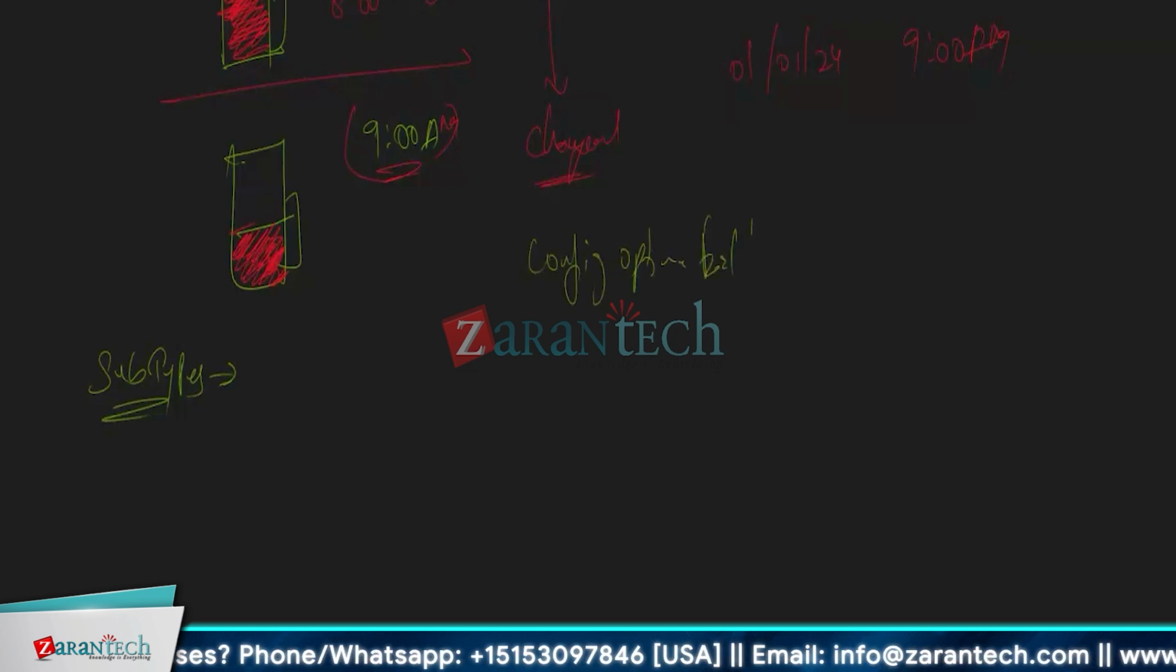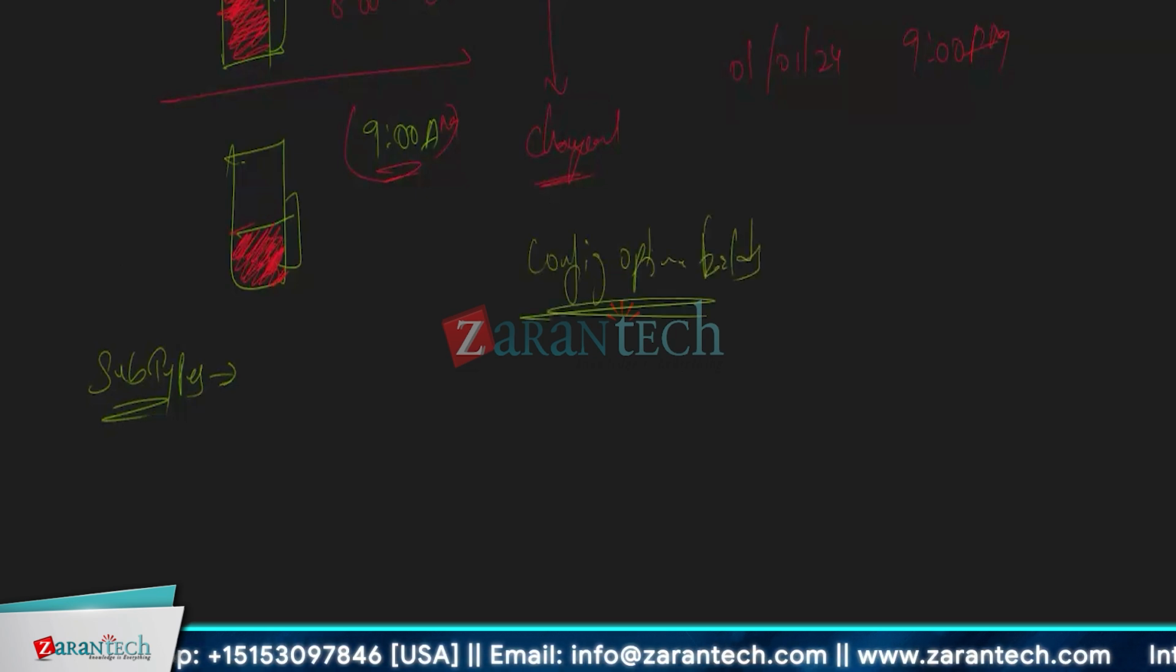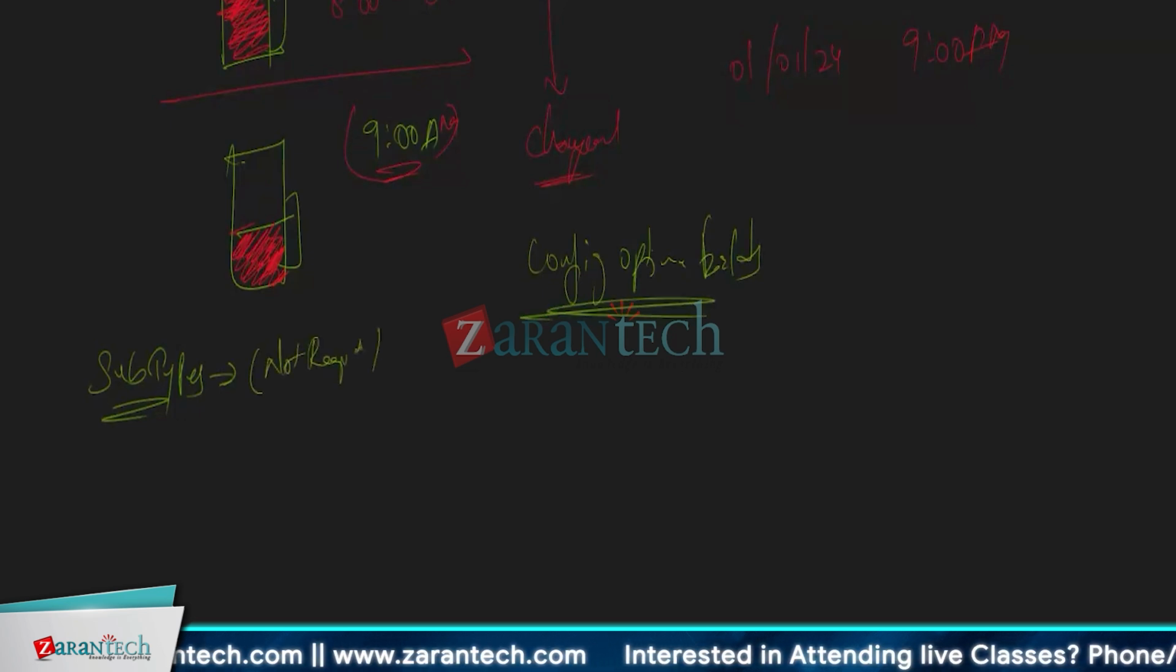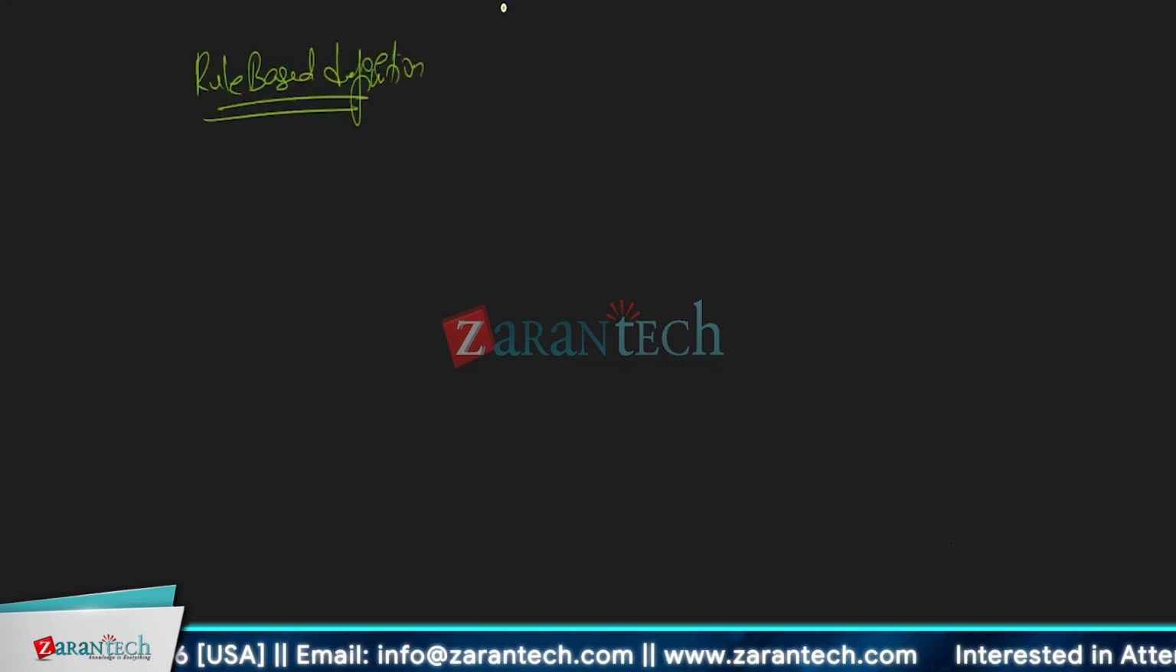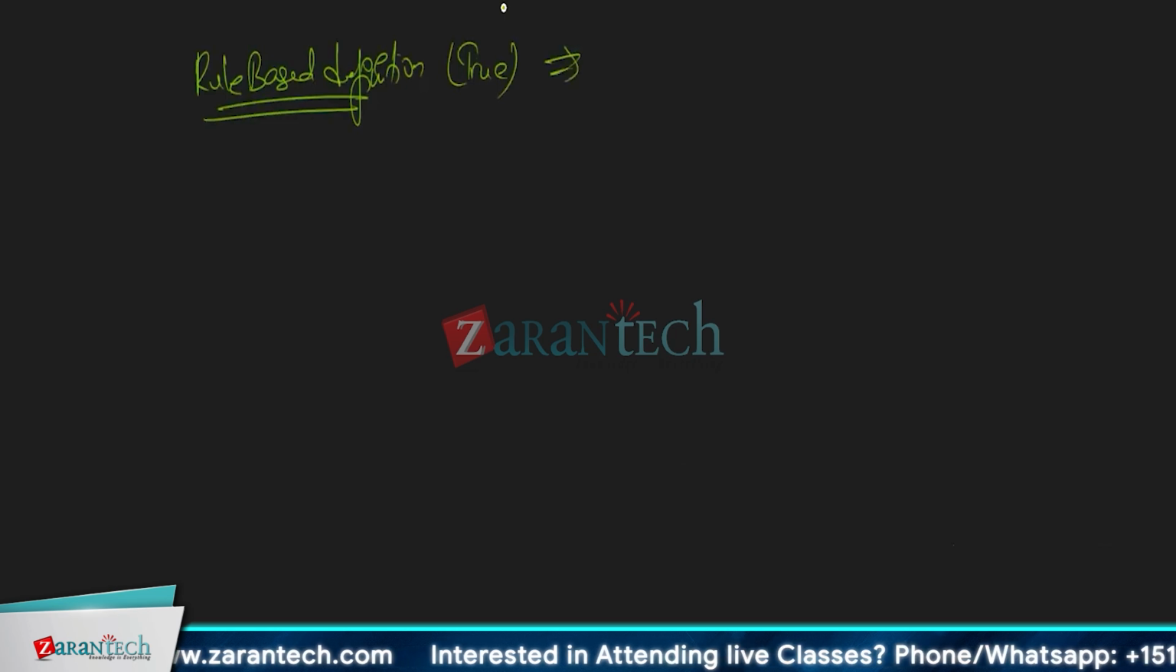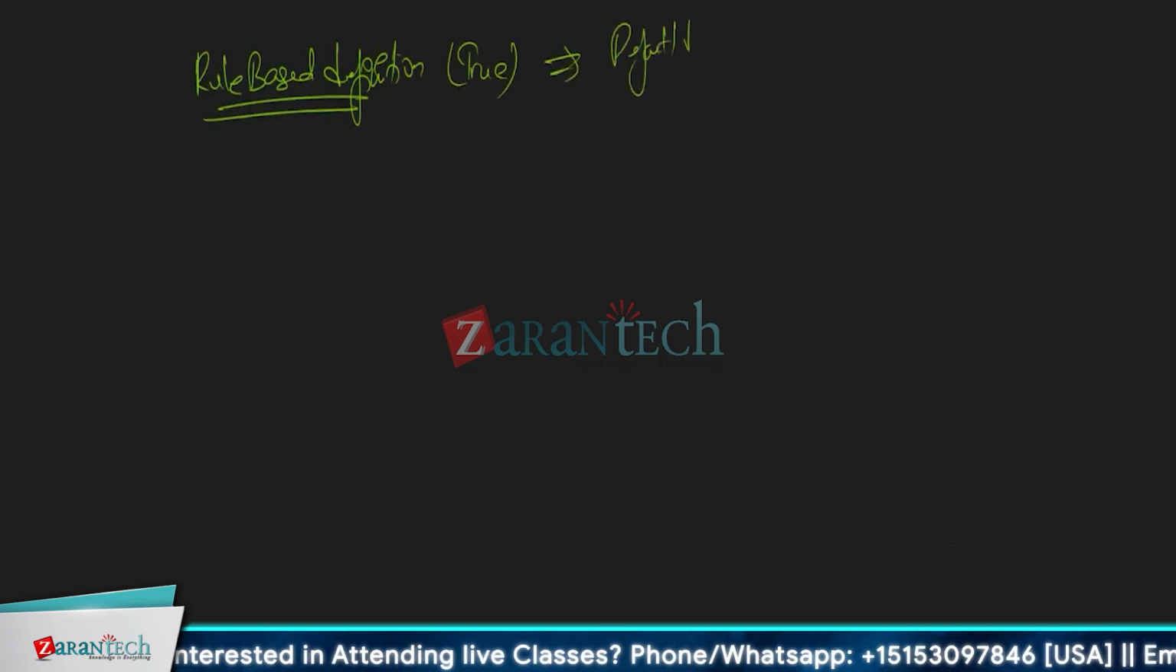Okay, in that you can go and mark this subtype as not required. You can hide it, so it will not become mandatory. So we were discussing the rule based, right? A rule based definition will trigger only if the rule is true. Otherwise it will always trigger the default definition.